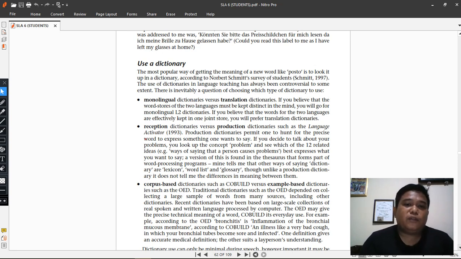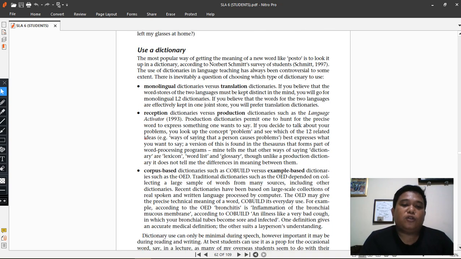Here we have kinds of dictionary. Choosing which type of dictionary to use is inevitably a question. Based on this book, there are some kinds of dictionary in the way of their use. There are three kinds. The first one, monolingual. The second one, reception, and the third, corpus based. The monolingual dictionaries versus translation dictionaries.